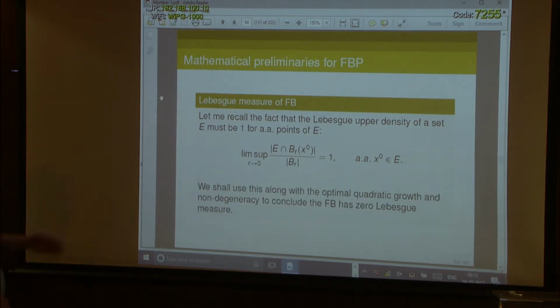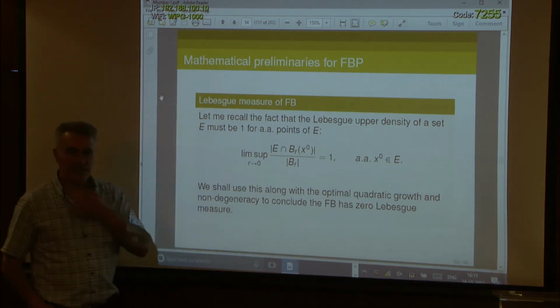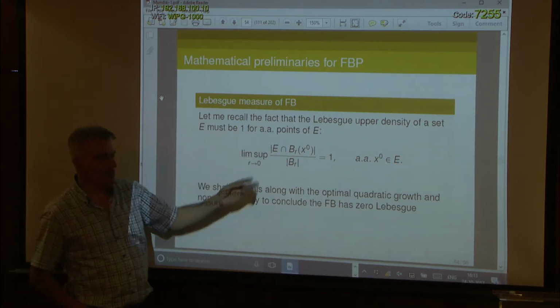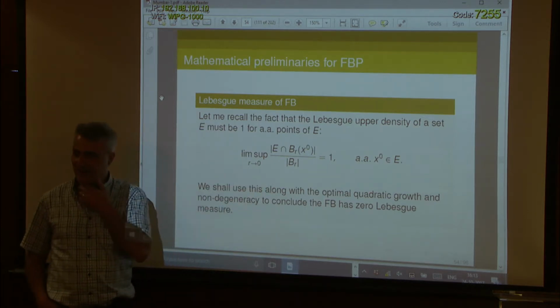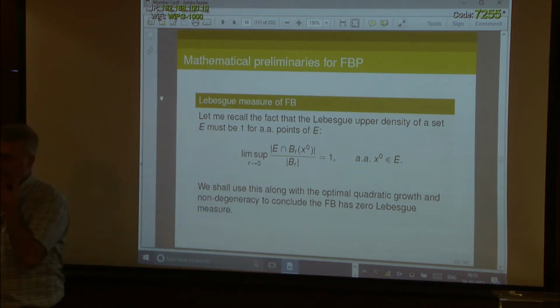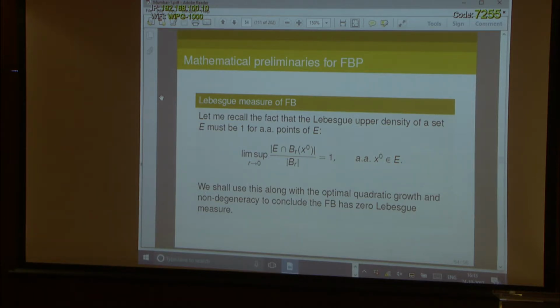So we have to use this in order to prove the Lebesgue measure is 0. What we're going to prove is that if I replace E with the free boundary, I don't get 1, I get less than 1. This theorem tells me that the measure of gamma has to be 0, because if almost everywhere it should be 1, and it's always less than 1, it means the measure has to be 0.